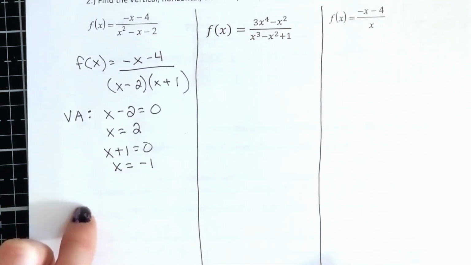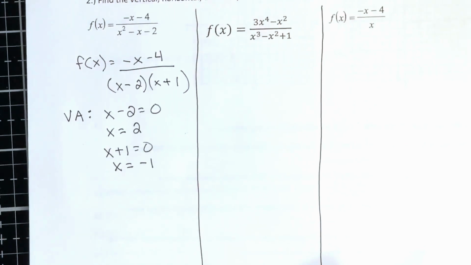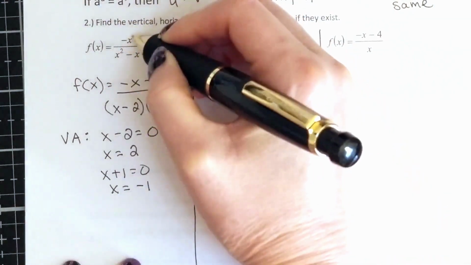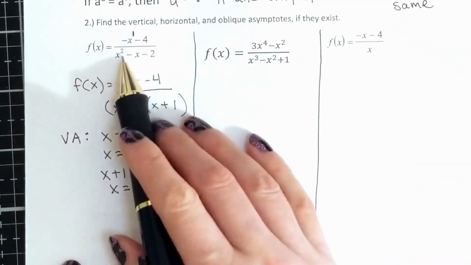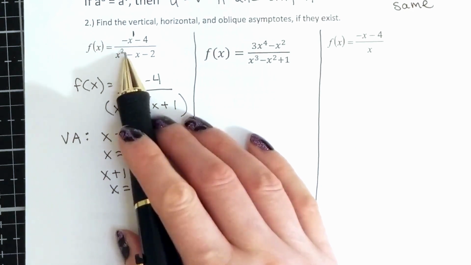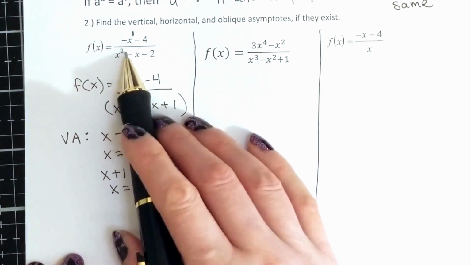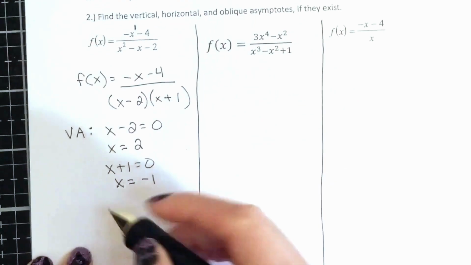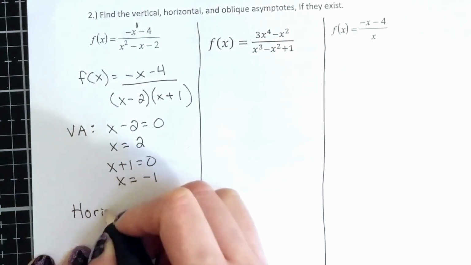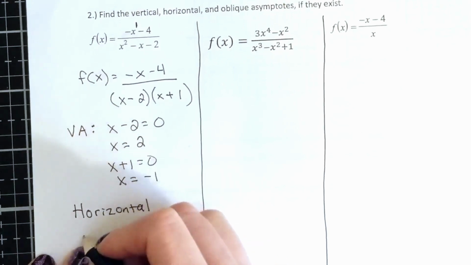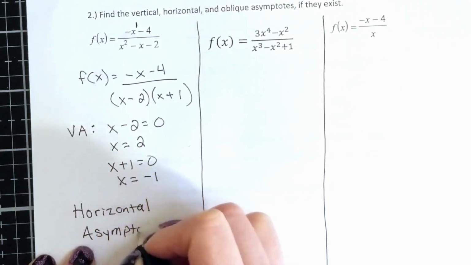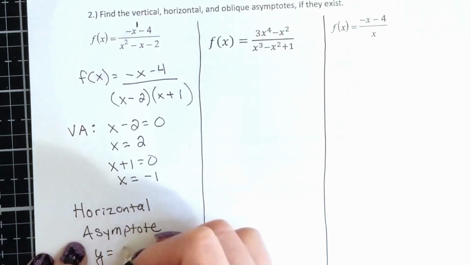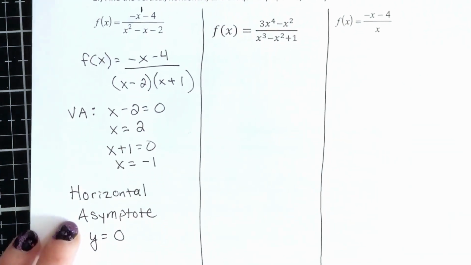All right, so for horizontal and oblique asymptotes, you want to look at the 2 degrees and the front. So if I look here, this is a 1 and that is a 2. There is a rule that says that if the numerator degree is 1 less than the denominator degree, then you automatically have a horizontal asymptote at y equals 0. So that is just a rule. There's really no work to show other than you have to know the rule.